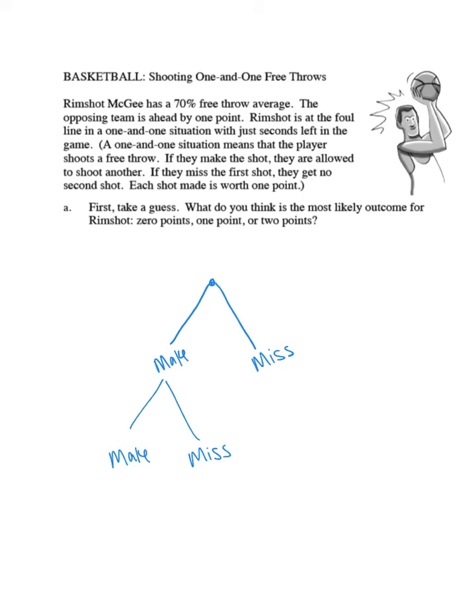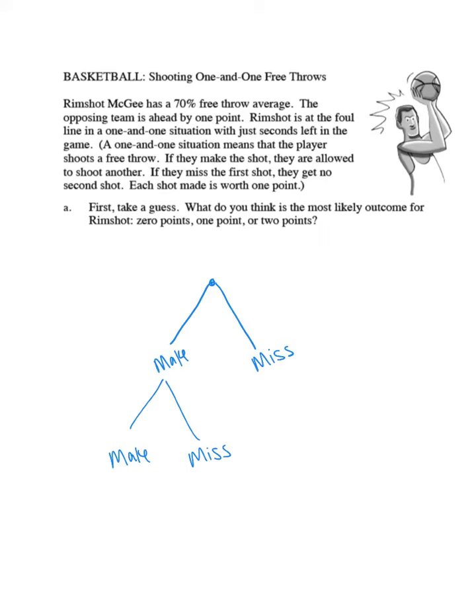So I want you to take a minute and guess. What do you think is the most likely outcome? Do you think he's going to get 0 points and miss his first shot? Do you think he'll get 1 point? Or do you think he'll get 2 points? Knowing he makes 70% of his free throws, what do you think is most likely? Now that you've made your prediction, let's check.